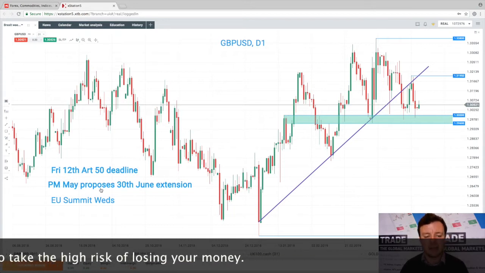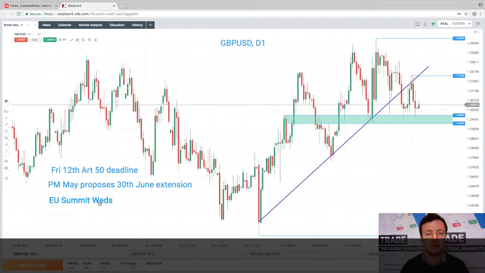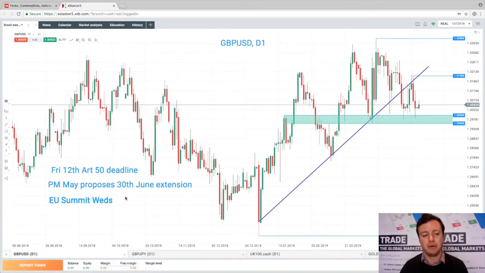The PM is going to be heading around Europe in the next couple of days before an EU summit on Wednesday, and at that, we'll likely get a decision on whether the extension is granted to 30th of June or possibly even a longer extension, which could be as long as 9 or 12 months.